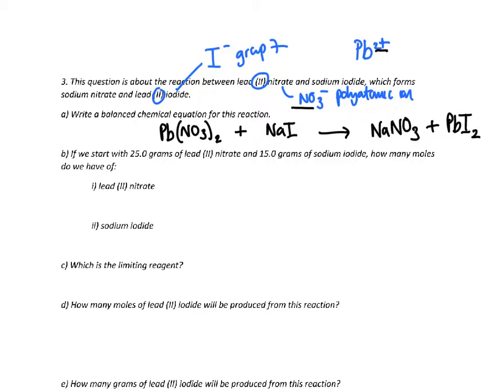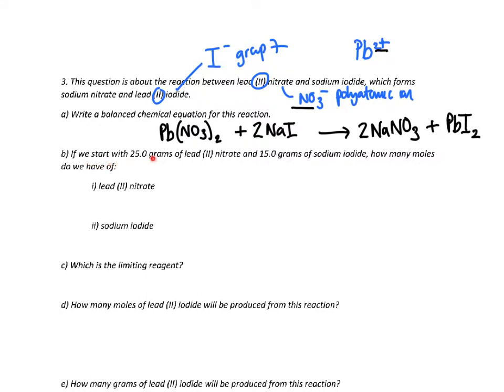Now, I'm not going to show you how to balance this, but to be balanced, it's going to then need 2 NaI, because basically I have 2 iodines here, so I need 2 iodines on this side. And then nitrates is also going to be 2, because the brackets here says there's 2 nitrates, so I need 2 nitrates here. And now that's balanced.